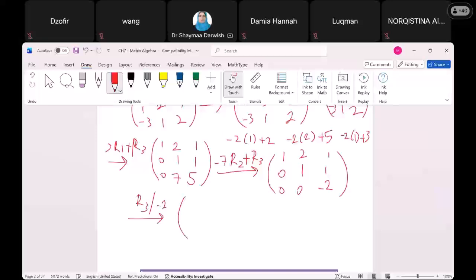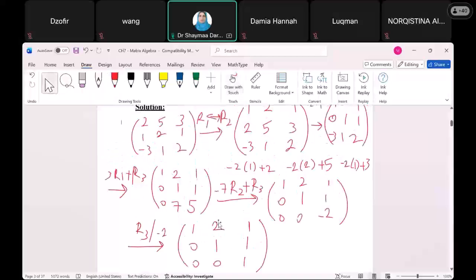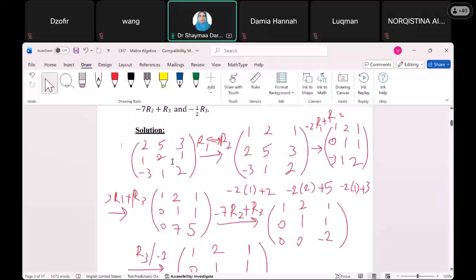You can multiply any row by a scalar. We can change between the rows. We can multiply a row by a scalar adding to the third. So 0 over minus 2, 0. 0 over minus 2, another 0, minus 2 over minus 2 is 1. So this matrix is equivalent to the first matrix. These two matrices are equivalent.